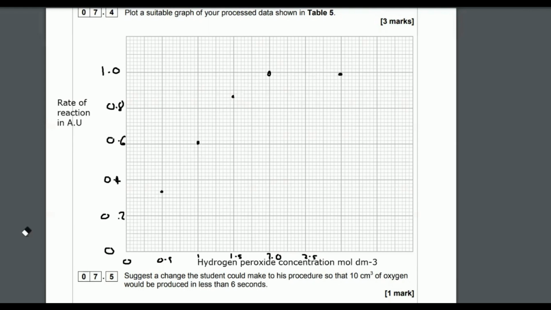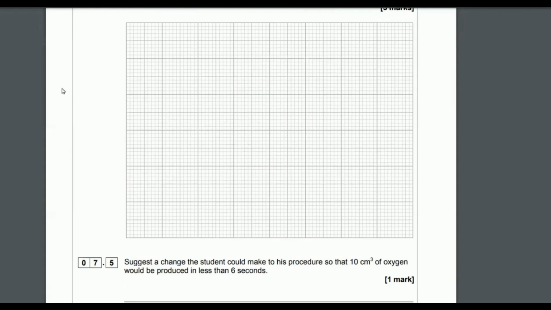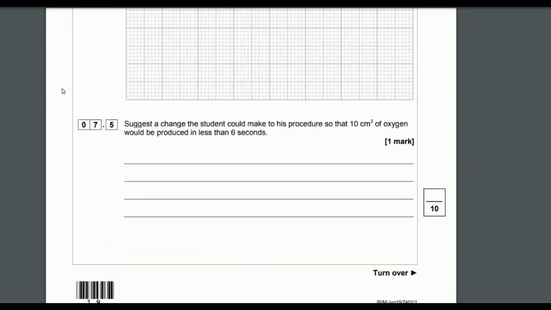I'm going to attempt to put a curve of best fit through it, but yeah, that wasn't very good. Let's try again. Okay, you don't need this for the marks. It just says you need to plot the points of your process data. So they've just given you a mark for the labels with the units, correct axes, using a suitable scale, and plotting the points.